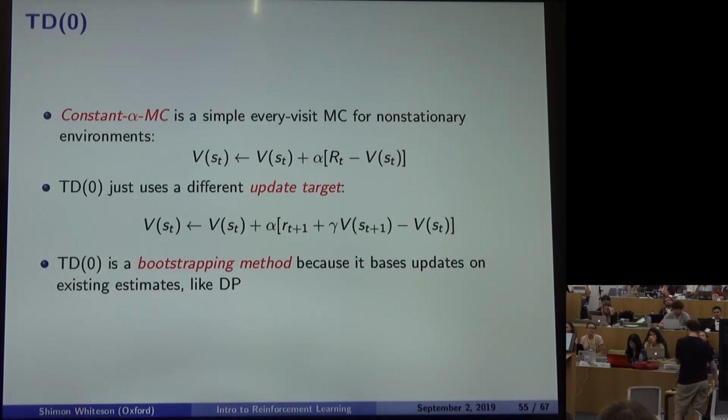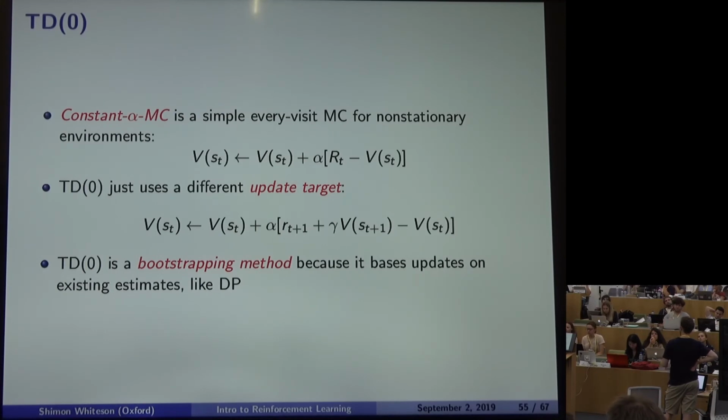Okay. So the first temporal difference method, the simplest temporal difference method, is called TD0. So TD stands for temporal differences, which is what the update rule is based on. And it's a method which estimates V pi. So we're trying to do policy evaluation.